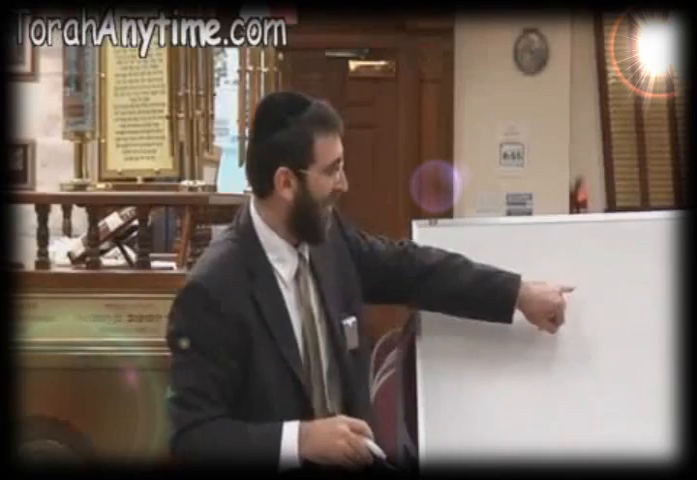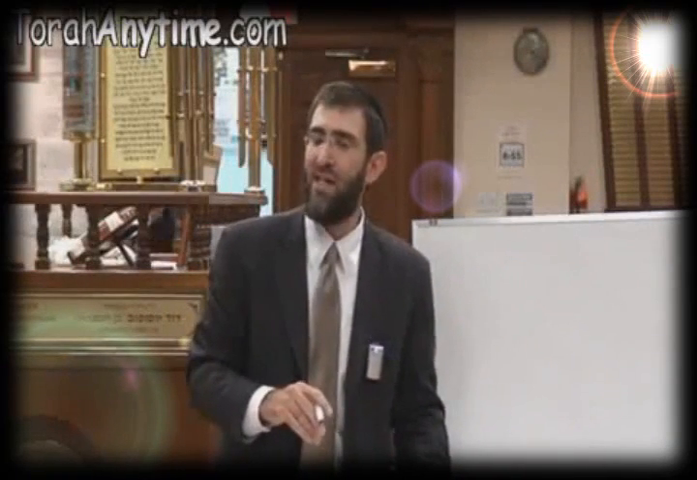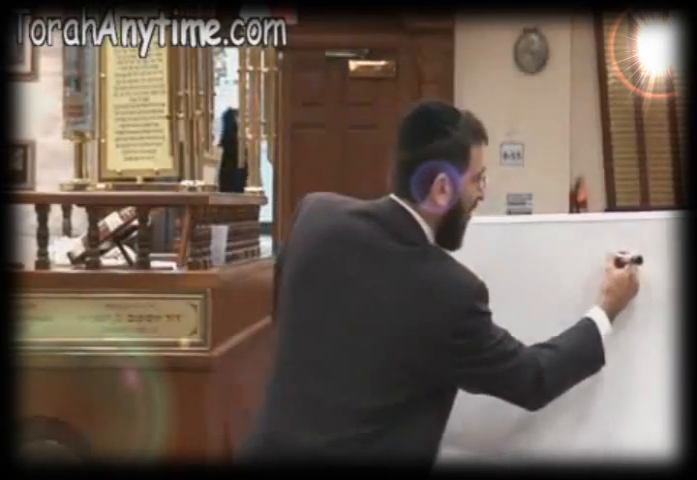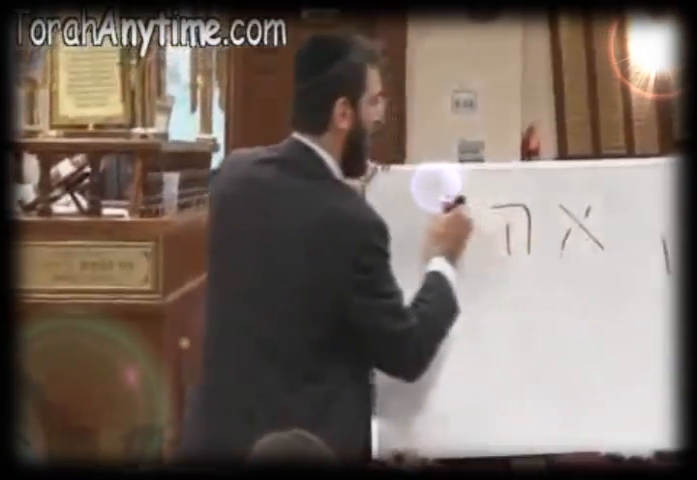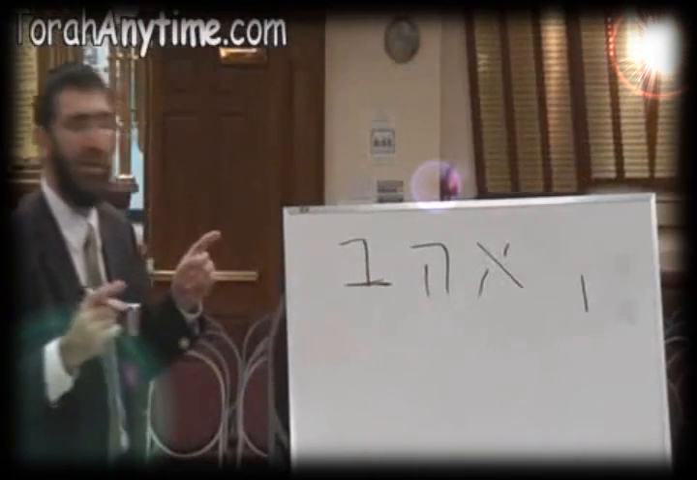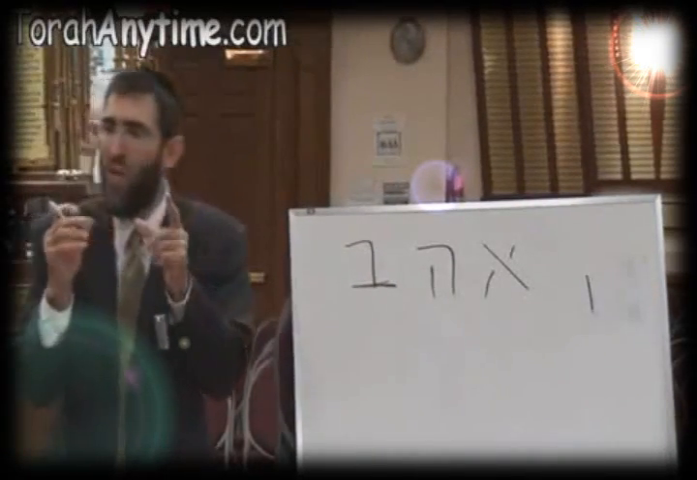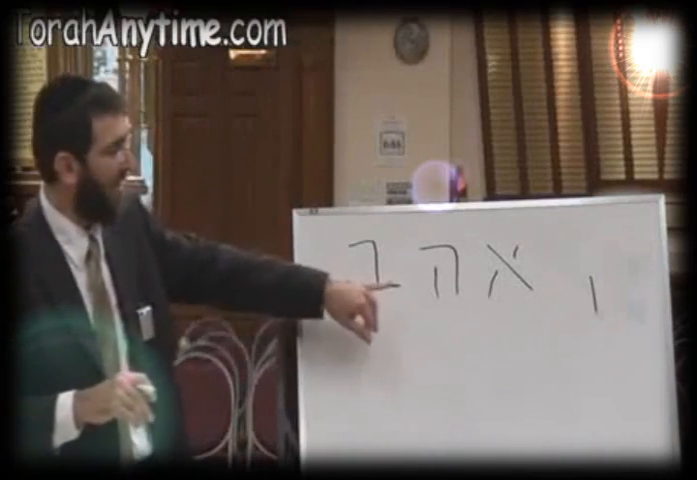Okay. But let's see if we can give a better definition than that. How do we say love in Hebrew? Okay, let's first look at the verb. Ahav. These three letters are the three letters that HaShem used to create the reality called love. Now let's see if we can understand it.